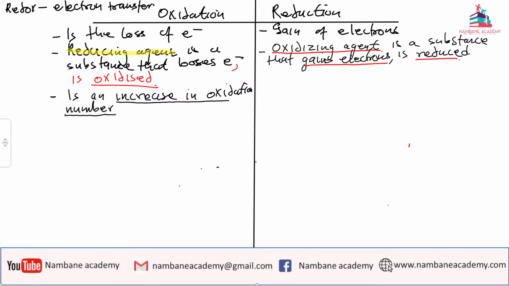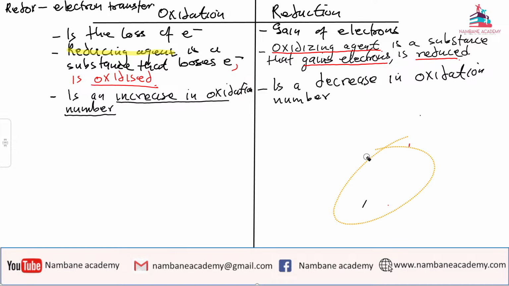We explain now, fine, what about reduction? For reduction, we say there is a decrease in oxidation number. So maybe I should just quickly explain that. Okay, fine, what does this mean basically?